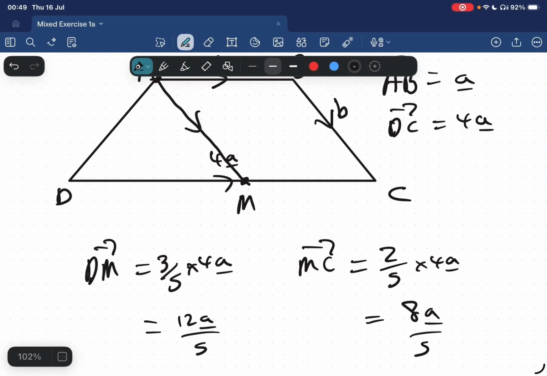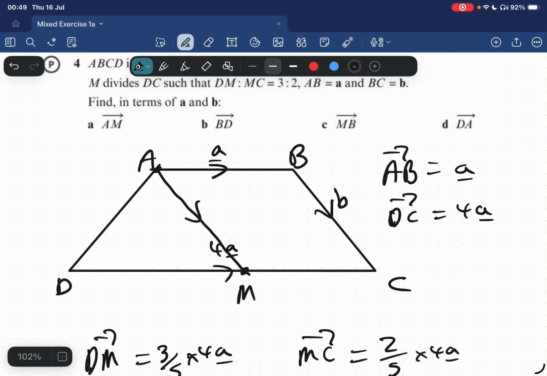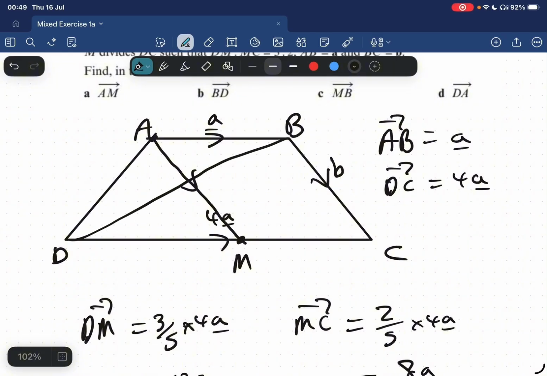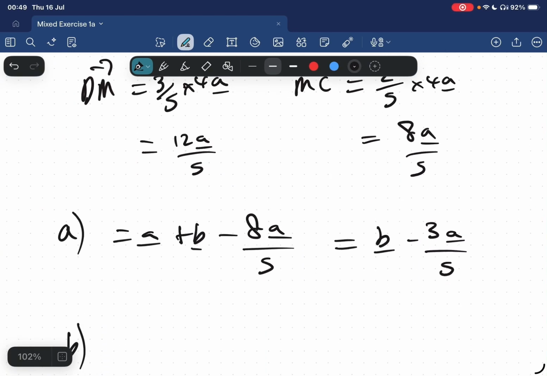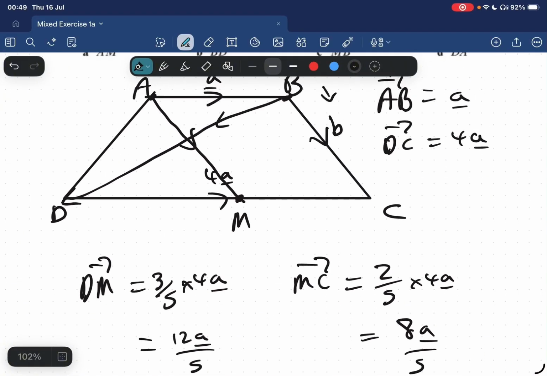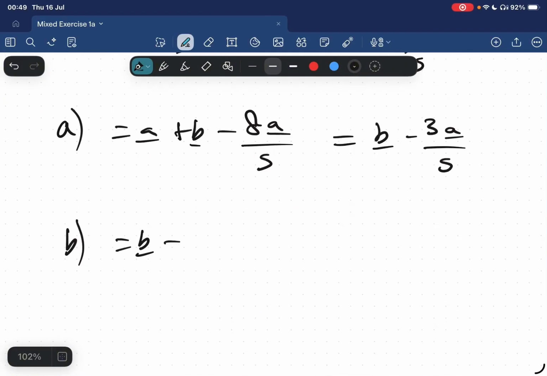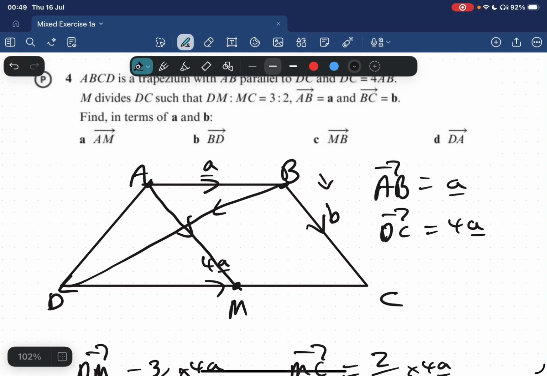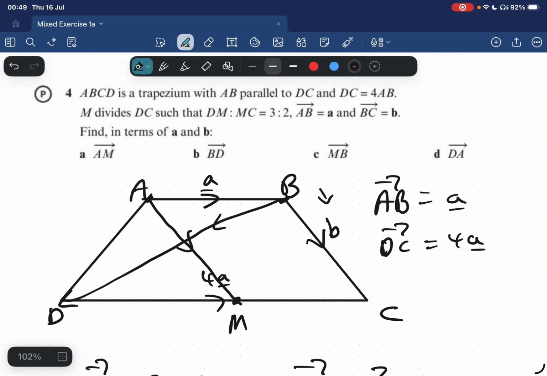It's part b now. We want B to D. Yet again, we can't go that way, so we're going to have to go this way. B to D, so we've got plus b and then minus 4a. Perfect.